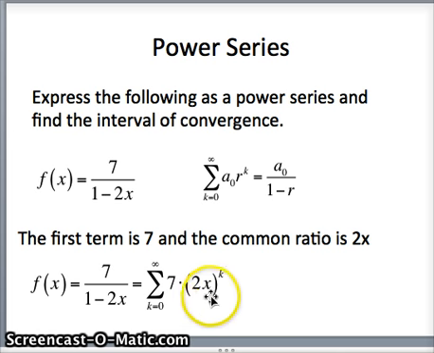Notice when k is 0, 2x to the 0 is 1, 7 times 1 is 7, hence our first term. Common ratio is 2x. When k is 1, 7 times 2x. K is 2, 7 times 2x squared. K is 3, 7 times 2x to the third. So our common ratio is 2x, our first term is 7. So we indeed have come up with the power series, but do we have our interval of convergence? What do we need to know? The common ratio has to be between -1 and +1.